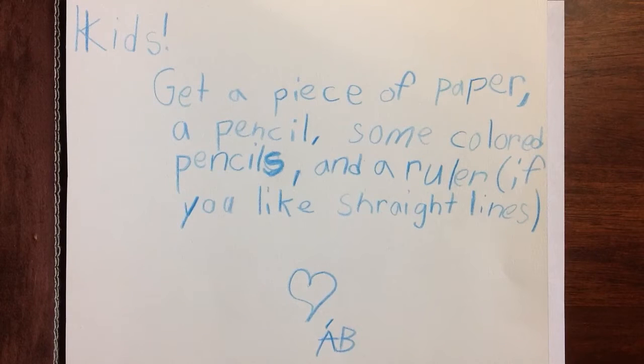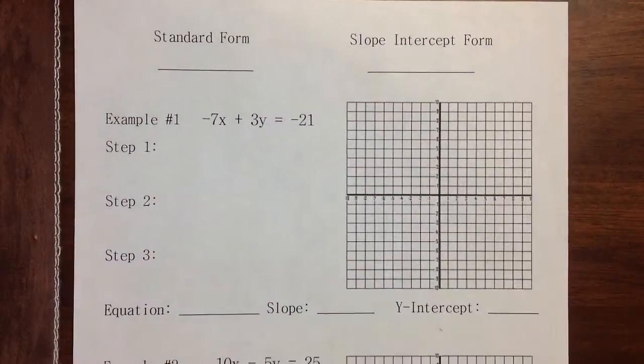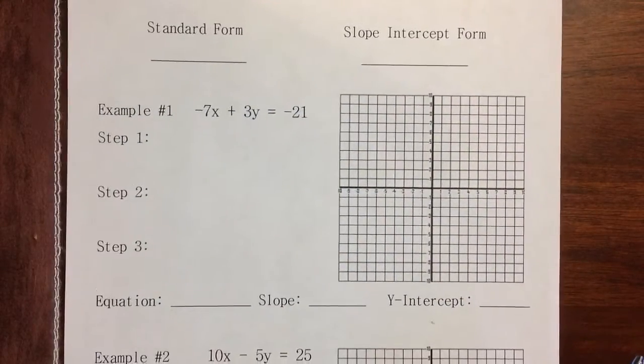Kids, get a piece of paper, a pencil, some colored pencils, and a ruler if you like straight lines. Thank you, baby. All right, today we're going to learn about standard form and slope-intercept form.